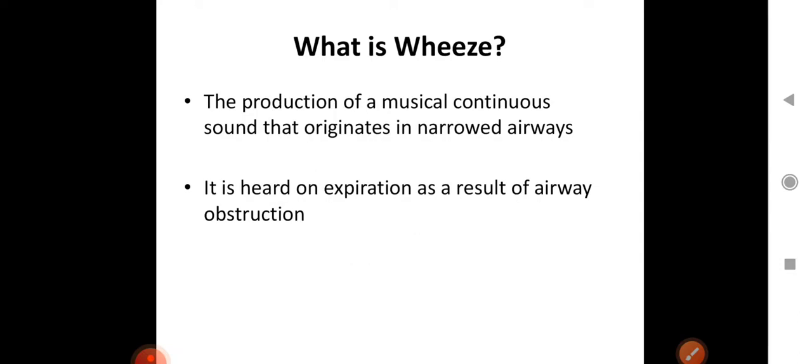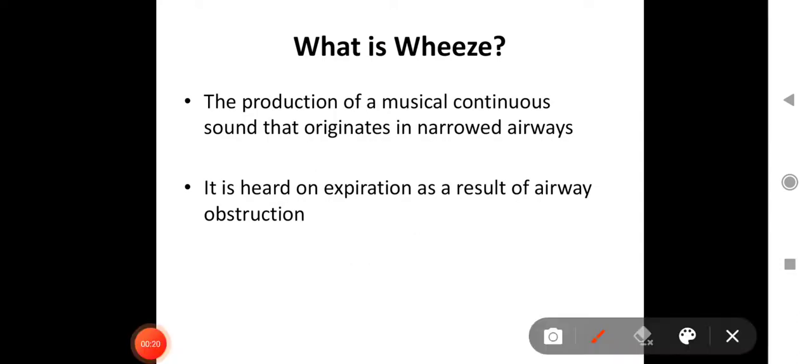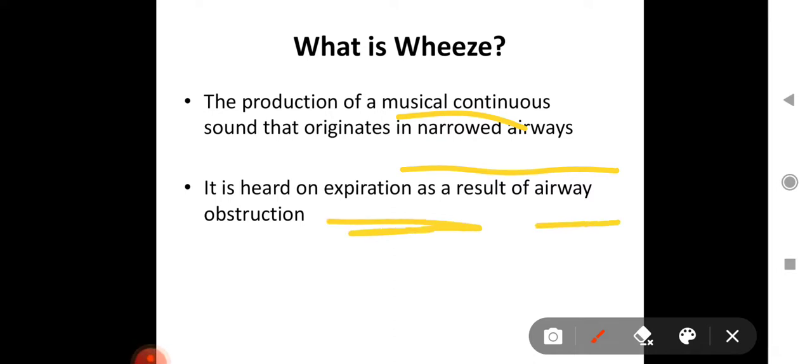What is wheeze? First of all, we will see what is wheeze. Wheeze is the production of a musical continuous sound that originates in narrow airways. When the airways get narrow, a musical whistling-like sound is produced. It is known as wheeze, and it is heard on expiration as a result of airway obstruction.